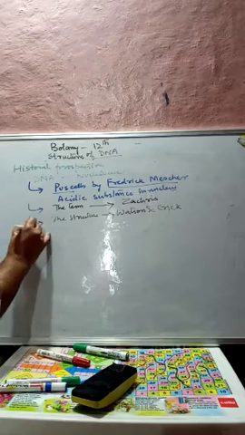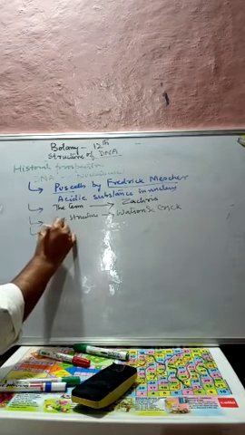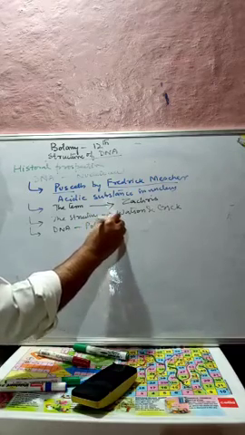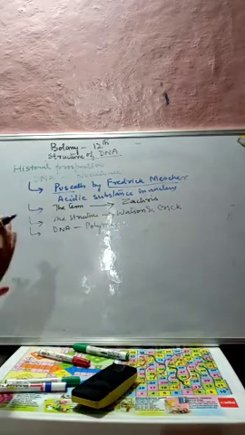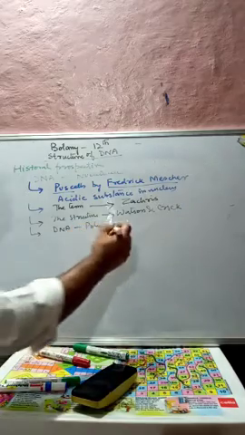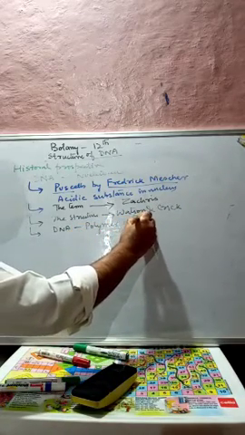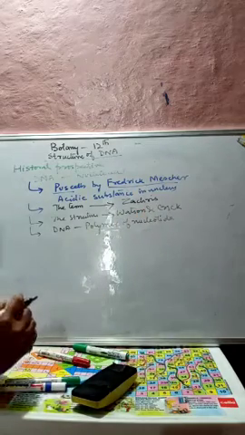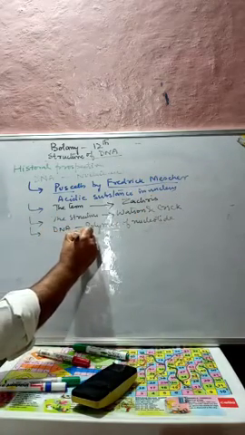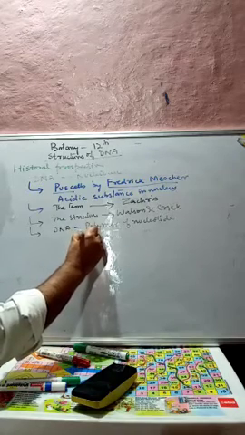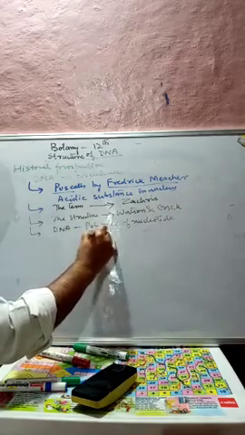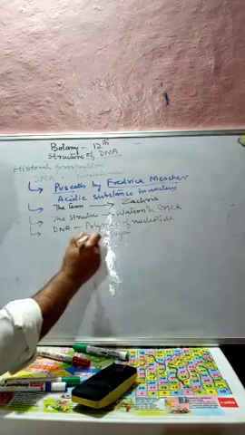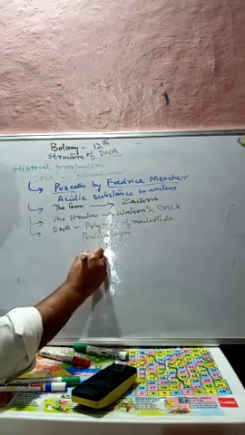Another thing about DNA: it is a polymer. That means it consists of many molecules. It is a polymer of nucleotides, and each nucleotide is made up of a pentose sugar, and the pentose sugar here is deoxyribose.